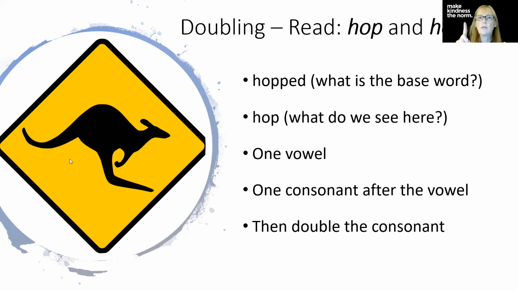Is there one short vowel? Is it followed by one consonant? Then we're going to go ahead and double the consonant. And then we have hopped, H-O-P-P-E-D. We are going to double it, make it 2.